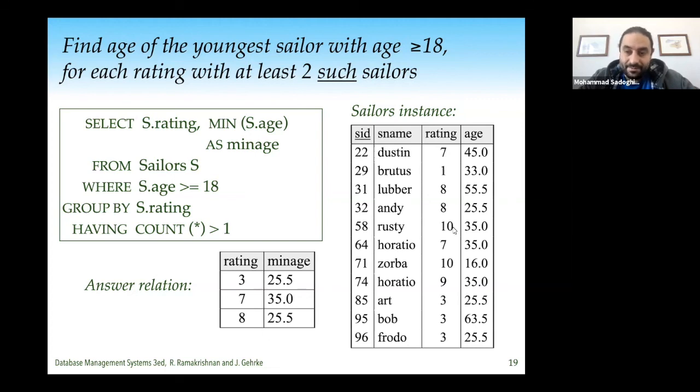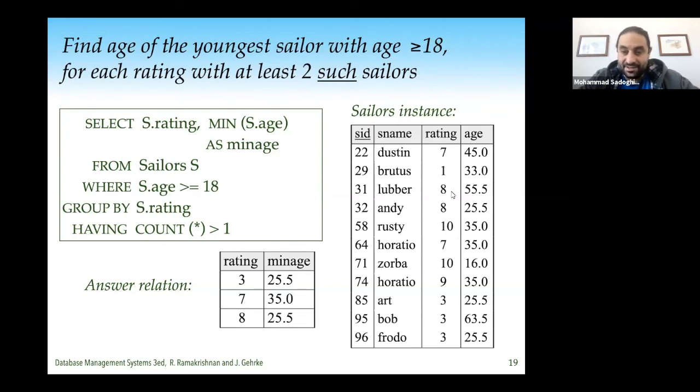Let's look at rating 10. If I were to apply the filtering condition first, there's only one of them that is going to qualify as greater than 18. So this will be a qualifying record. The rating 10 group will only have 1 member, so it will not satisfy the having clause, because it says that group has to have at least 2 members or more. So that's why rating 10 does not apply here.